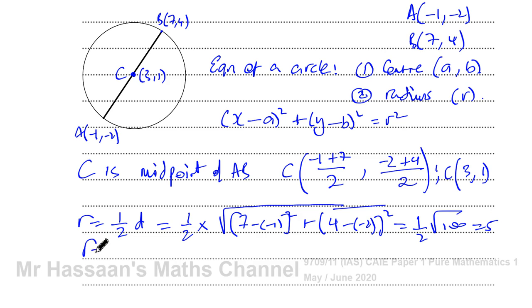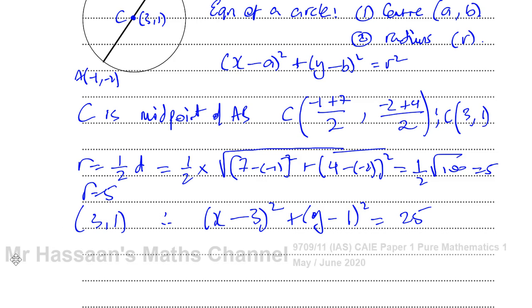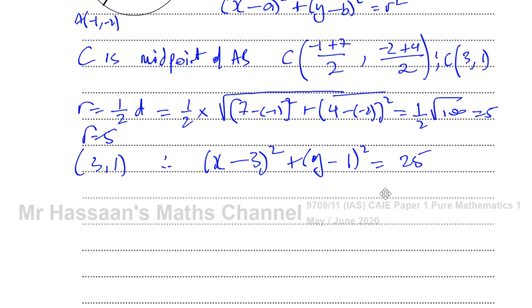So the radius is equal to 5, and the center is equal to (3, 1). So therefore, our equation is x minus the x coordinate squared plus y minus the y coordinate squared equals the radius squared, which is 5 squared, which is 25. And there we have the answer to this question, part A. So that is the equation of the circle. Now we're going to go on to part B.